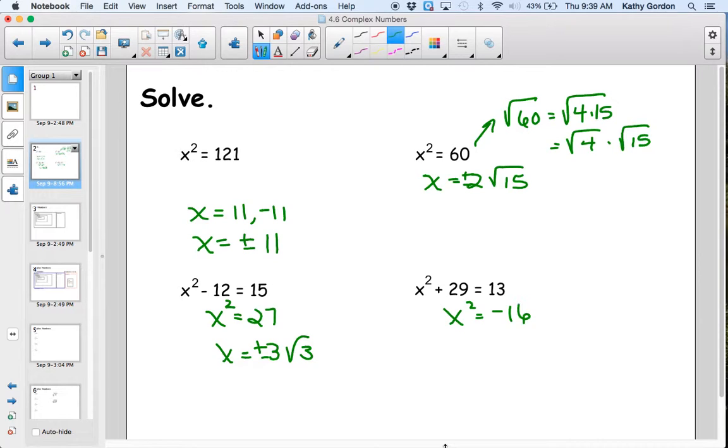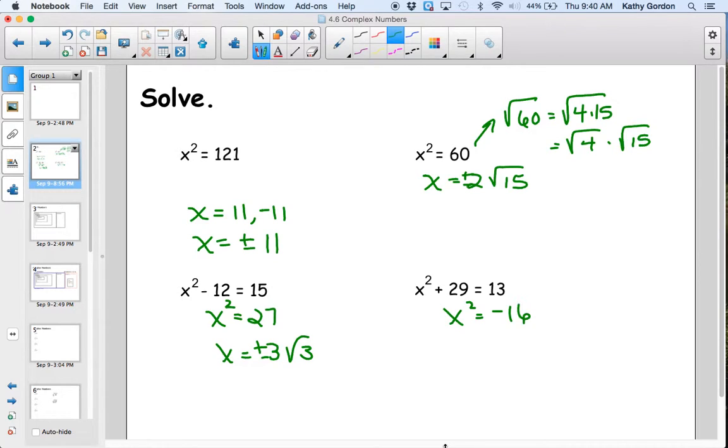All right. So, how many of you agree with Anna that this is not possible? No solution. All right. And if we were still in Algebra 1, I'd say, yes, you got it. But we're not anymore. We're now in Algebra 2. It's time to put our big boy pants on.